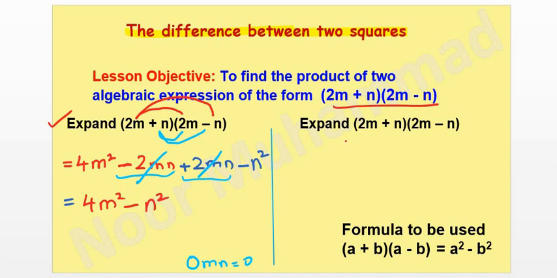Now the same thing can be done with the help of a formula, like we can expand this expression with the help of a formula. Now what is the formula? The formula says the difference between two squares: square of the first one, then you will minus, and then you will do the square of the second one. Now what is the first one? This is A and this one is B.